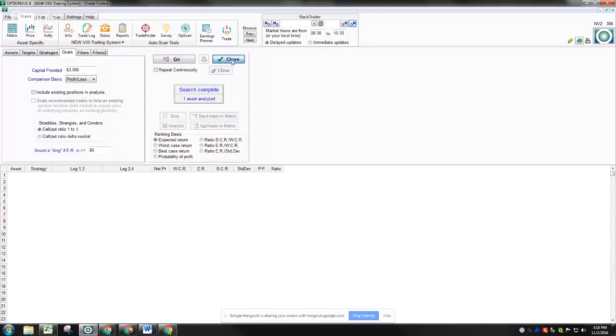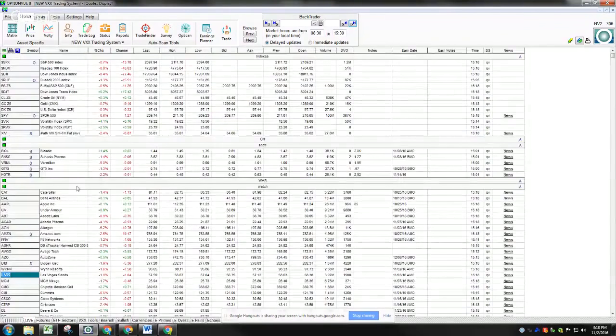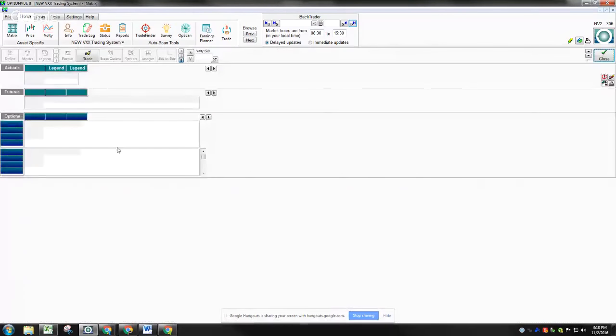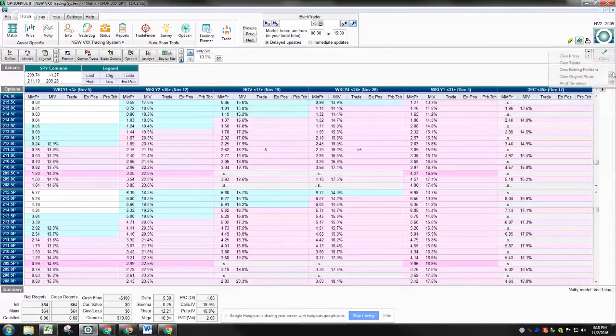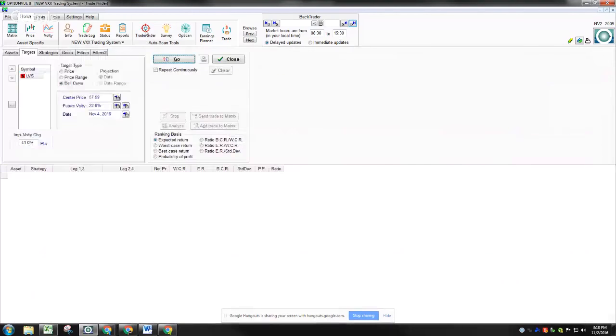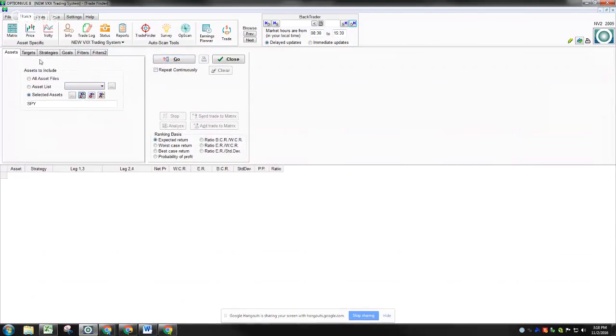Let me close this right away, and let's just say we're going to go back to the SPY. I'm going to clear out the trade we were looking at before, and then I'm going to go back into Trade Finder. Let's say that you were directional, and you thought, this will bring in the current price for you, that in 3 weeks the SPY is going to be up to 225. And I'm going to do, let's just say, December 1st.